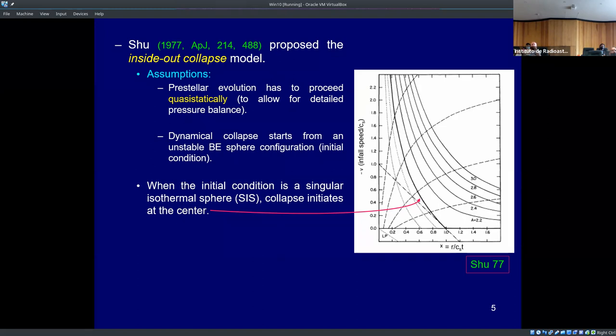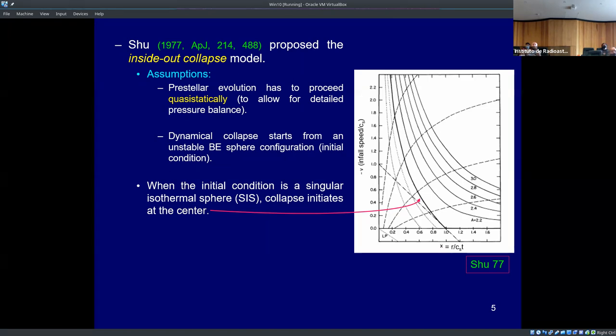When your initial condition for the collapse is a singular isothermal sphere, then he realized that the collapse starts at the center because that's the highest density. And so this is a plot of the solutions for the infall speed versus the non-dimensional radial coordinate, which is actually normalized by the time. So this is what's called the similarity variable. As time goes on, anything in this axis propagates outwards in order to keep this constant. So this is a plot of both the radial and the temporal solution to the problem.